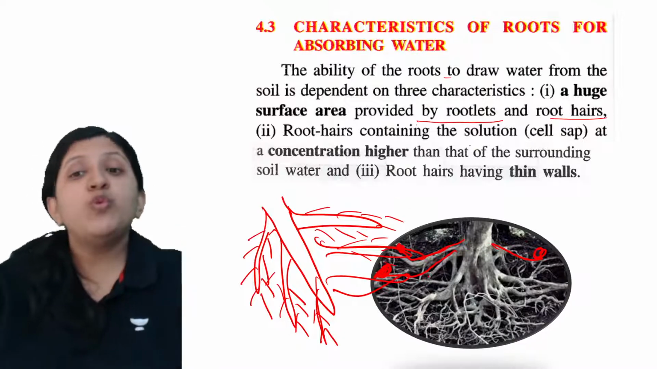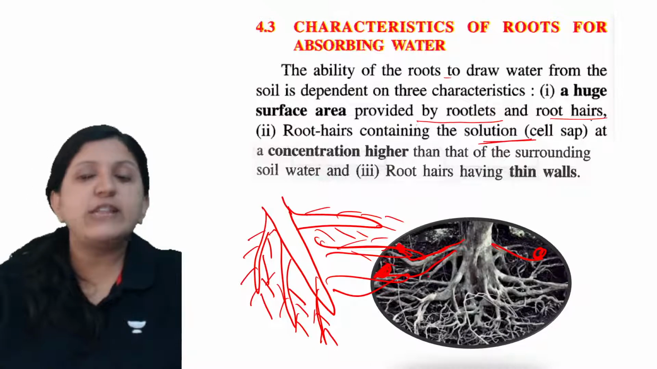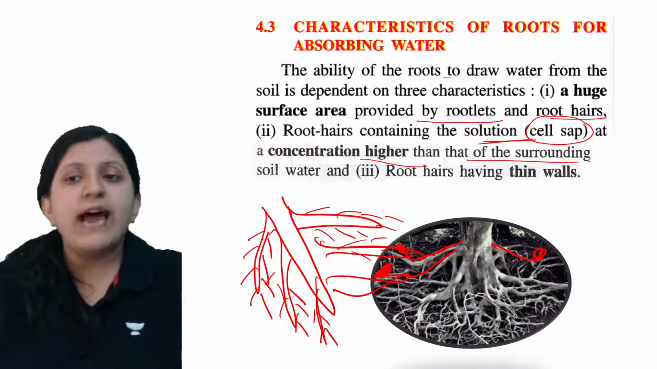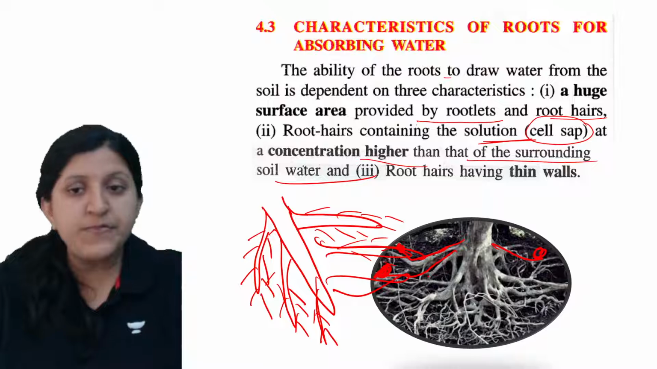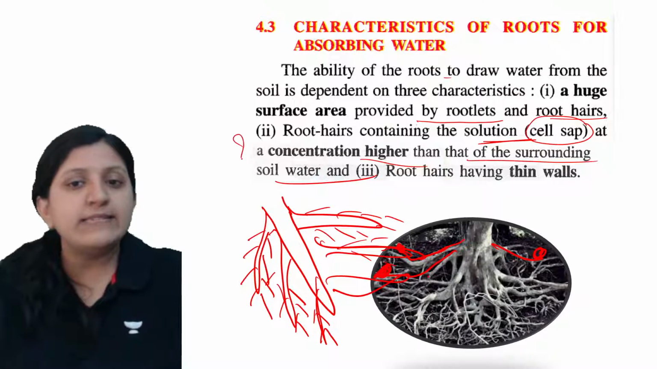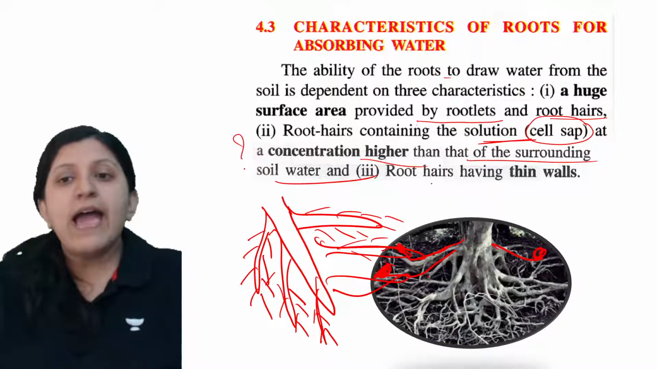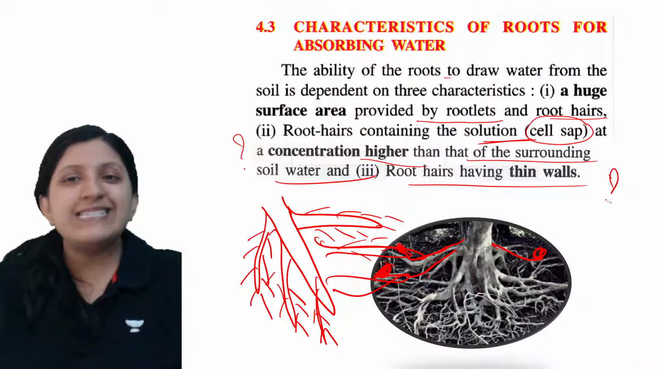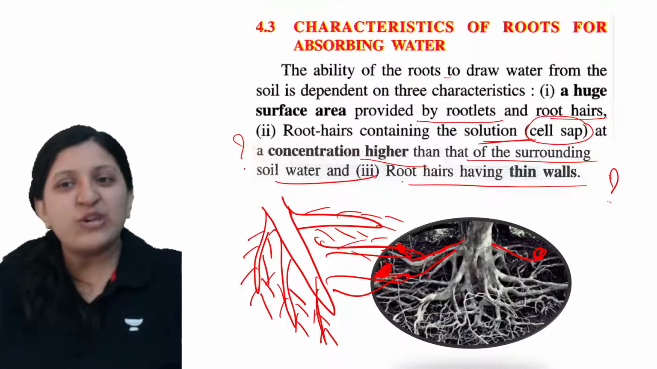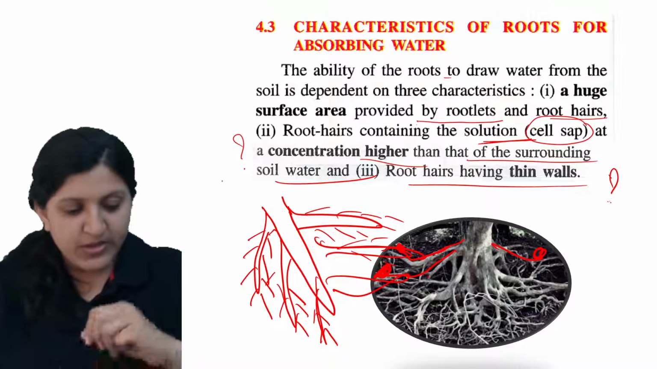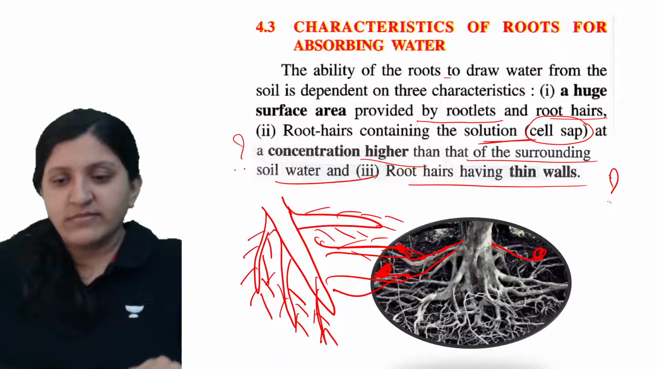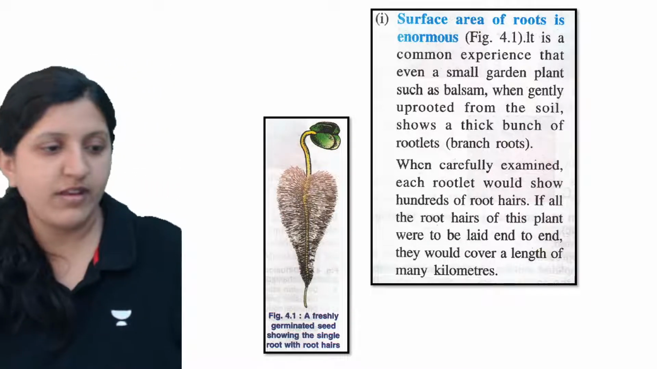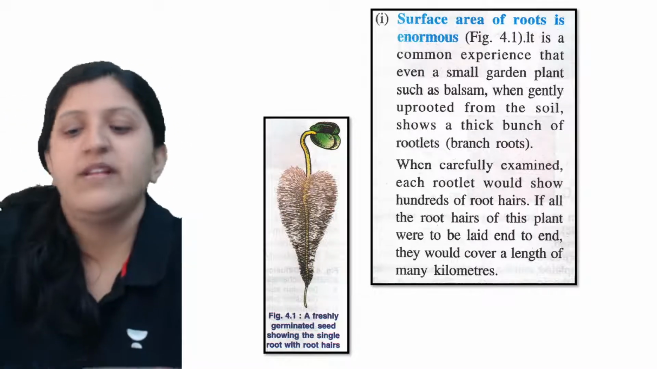Now, the root hair contains a solution, that is cell sap, at a higher concentration than that of the surrounding soil water. We'll discuss what exactly the second point is now. And the root hair has a thin wall. How exactly this is helpful in absorbing water, that also we will see. Any doubt? Any of you?